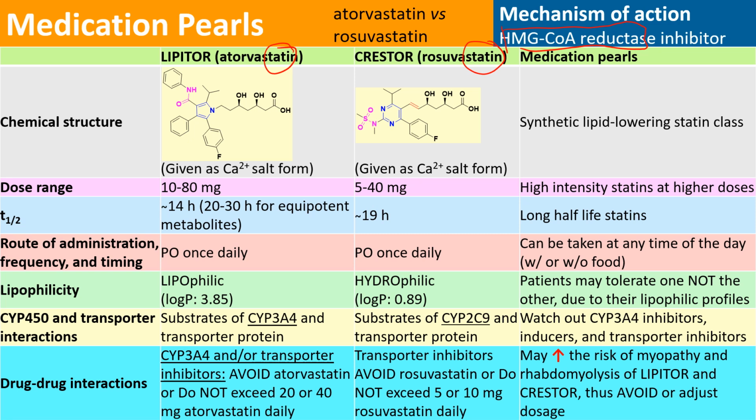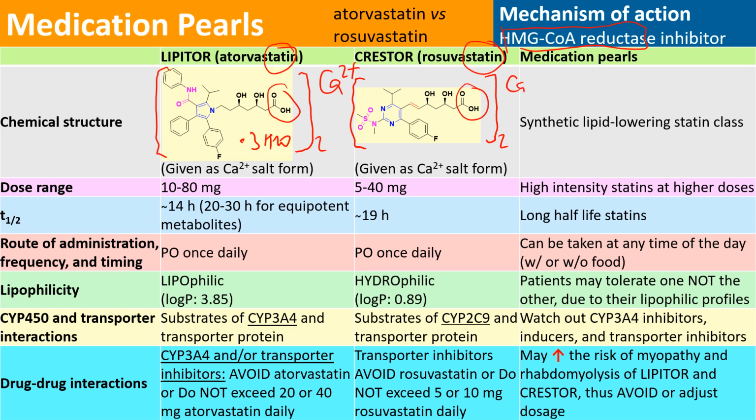Chemical structure: as mentioned, both statin agents have a carboxylic acid motif. Therefore, both medications are given as the calcium salt form. So basically two drug molecules with one calcium in the salt form. For Lipitor, there is also a trihydrate component. For rosuvastatin, this medication is also given as the calcium salt form, so two drug molecules with one calcium salt.